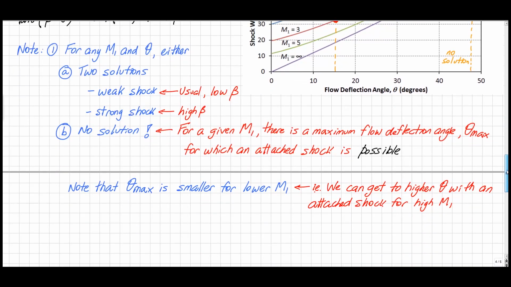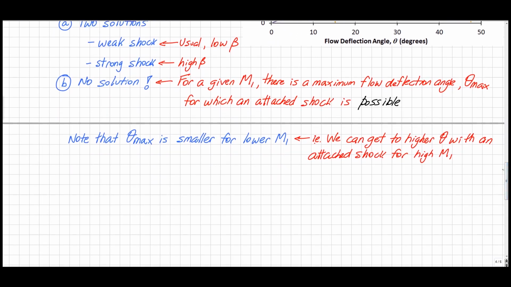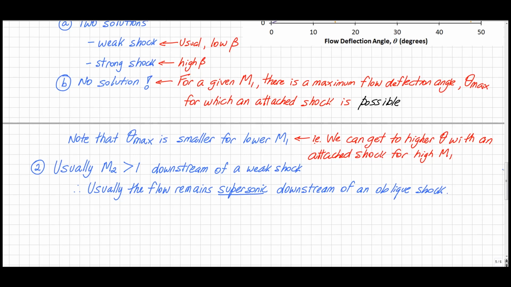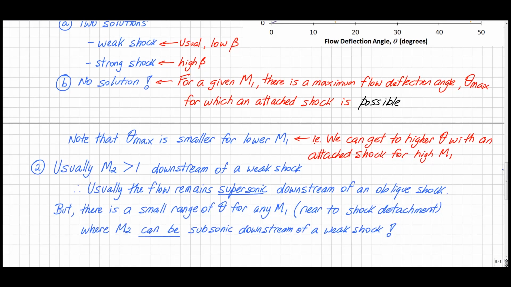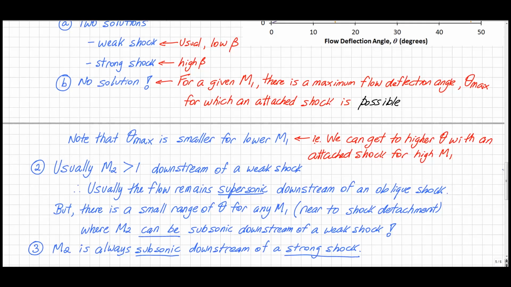So we'll move that screen down again and make a couple more points. So the first point is that usually the Mach number is greater than 1 downstream of a weak shock. And since the weak shock is usually the solution that we have, then usually the flow remains supersonic downstream of an oblique shock wave. But we'll also note that there is that small range of theta for any given Mach number where the Mach number downstream of the shock wave, a weak shock wave, can be subsonic. So it can occur, but it's unusual. And the final point I want to make here is that the Mach number downstream of a strong shock wave will always be subsonic.